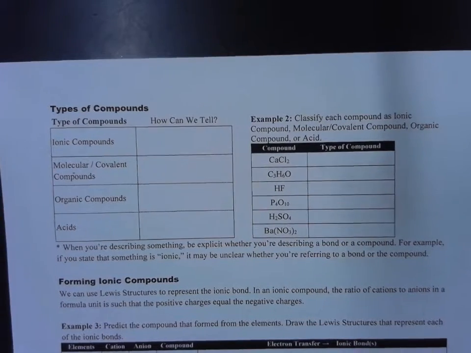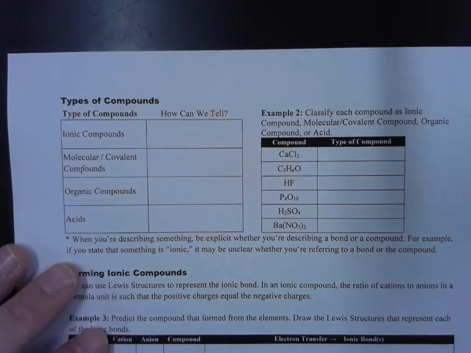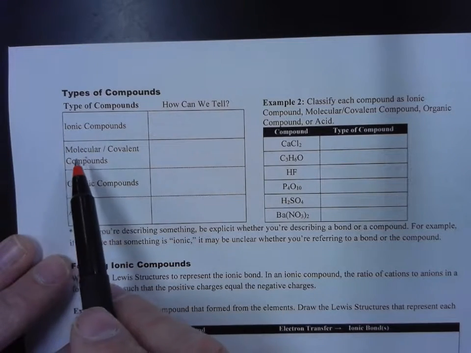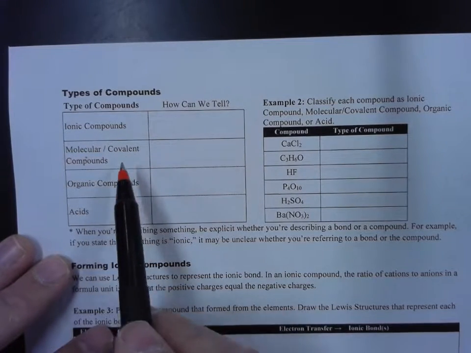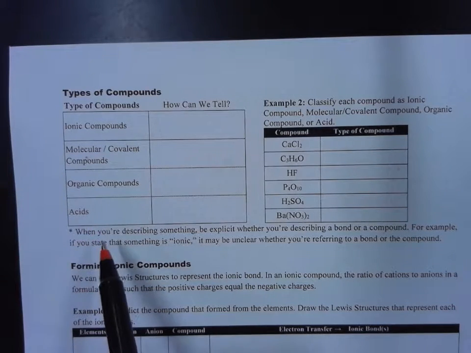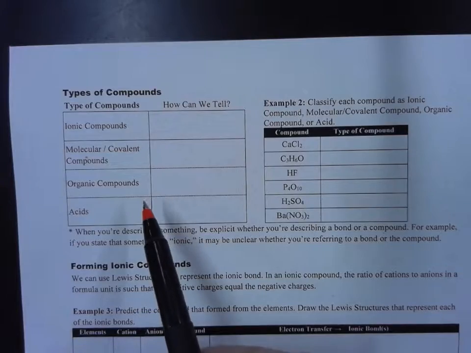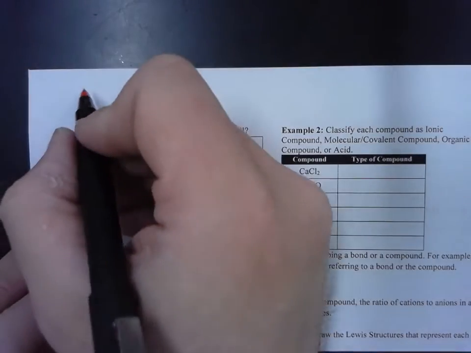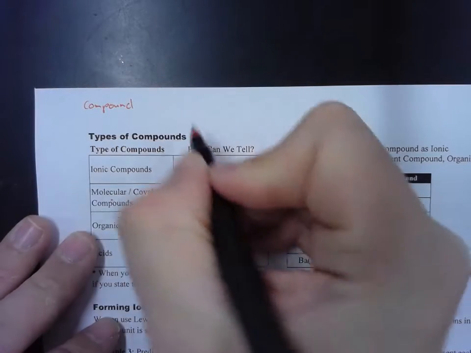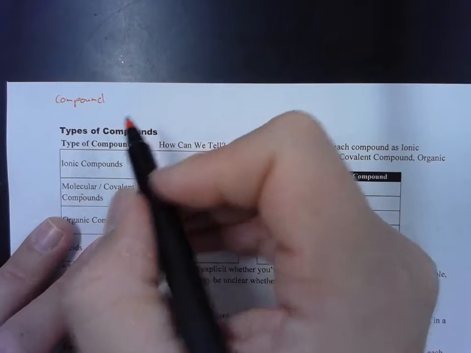Okay, note 6.1 part 3, types of compounds. So we've discussed ionic and covalent compounds. There's also two more types of compounds that we can address. Well, first of all, let's go ahead and define what a compound is. A compound is a chemical unit held together by bonds.